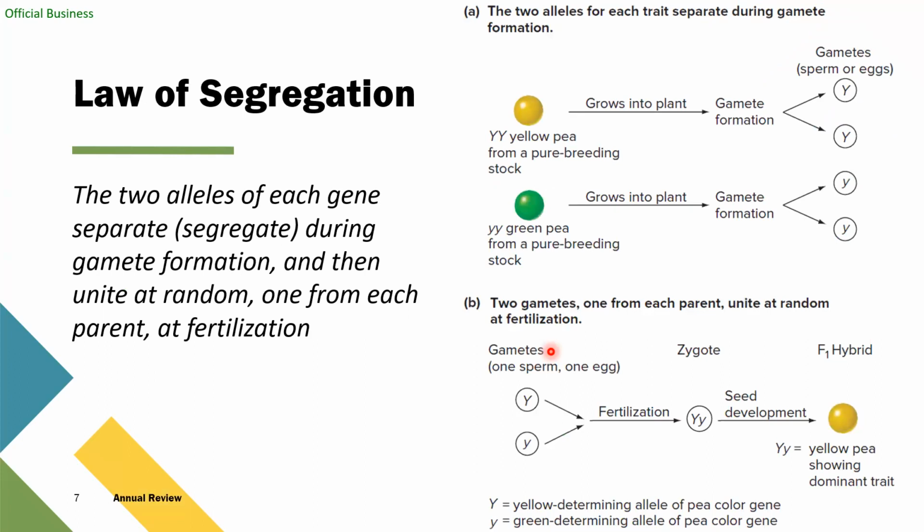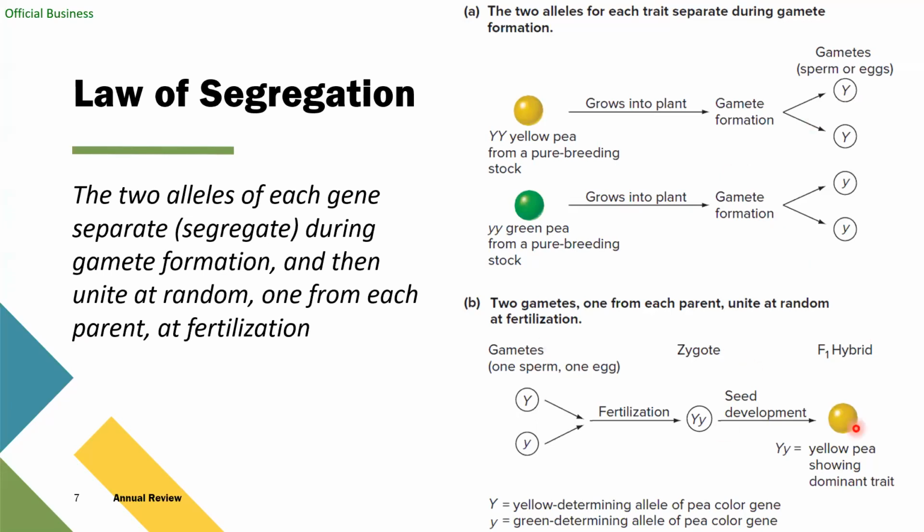Now, let's move on to the second principle. So we have the law of segregation. In the law of segregation, two alleles of each gene separate or segregate during gamete formation and then unite at random, one from each parent at fertilization. Why does it have to separate and then unite in the end?